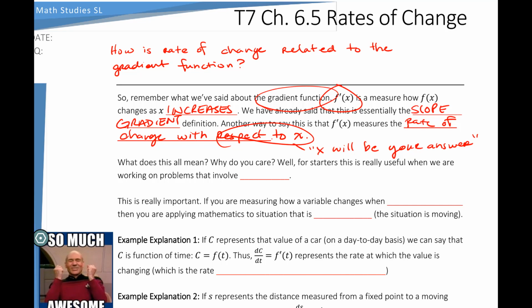So what does all this mean? Why do we care? Well, for starters, this is really useful when we are working on problems that involve time. So this is really important. If you are measuring how a variable changes when time is passing, then you are applying mathematics to a situation that is dynamic. And this is where we really start to see applied mathematics like what you see in physics or in financial applications. But what it really simply means is the situation is moving.